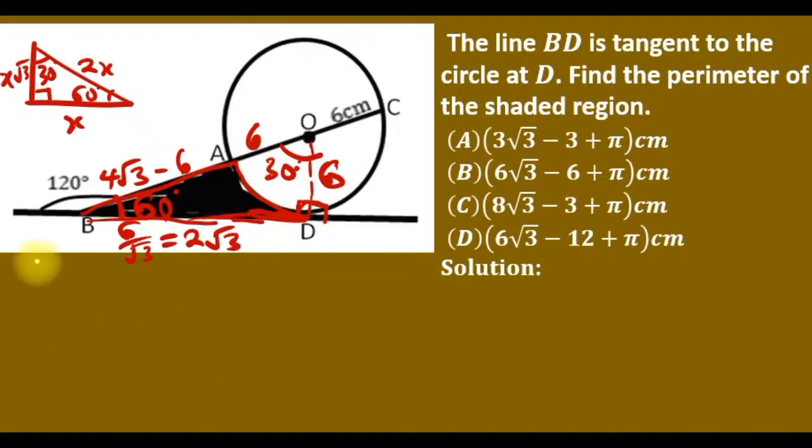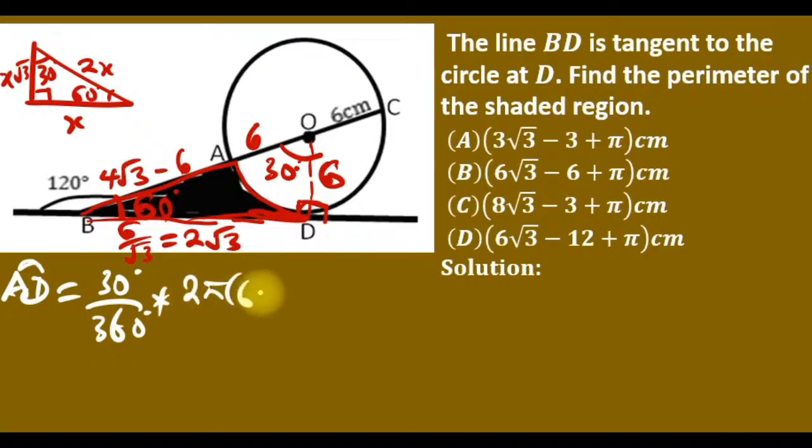So finally we need to get the length of arc AD. Remember, length of arc is theta, which is 30 degrees over 360 times 2 pi r. As you can see, this is 12, so we are left with pi. So the length of arc is pi.